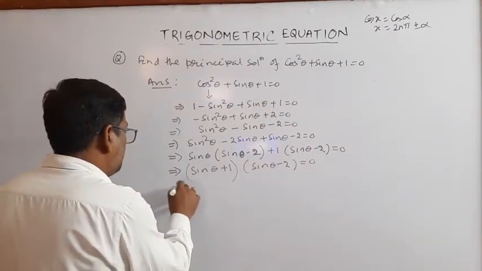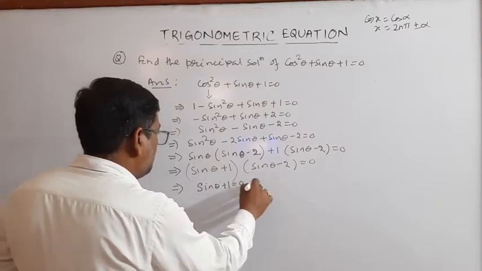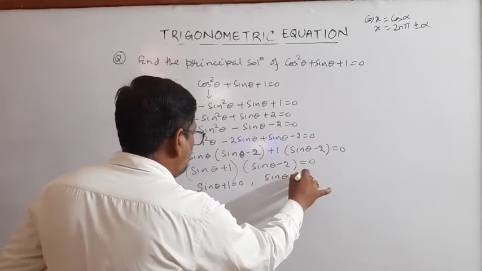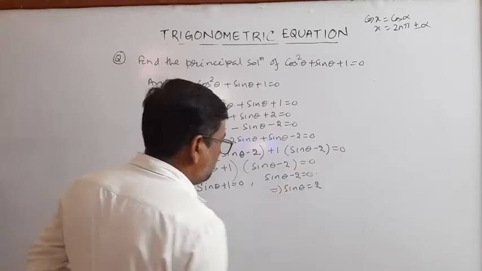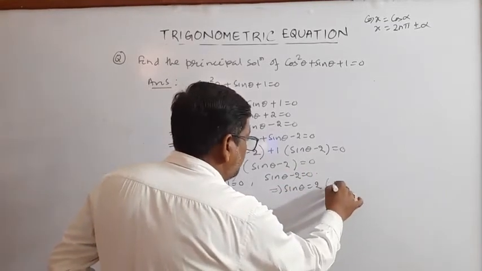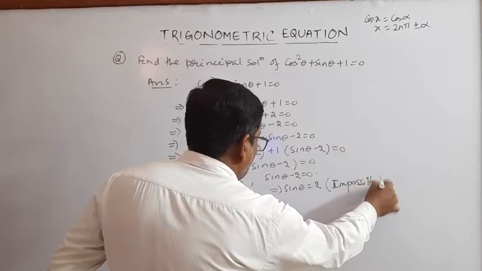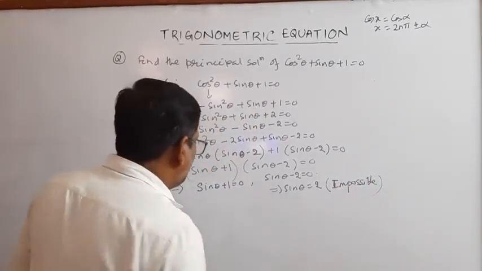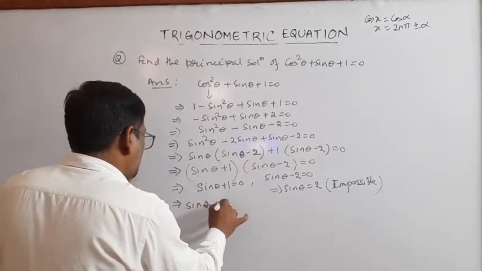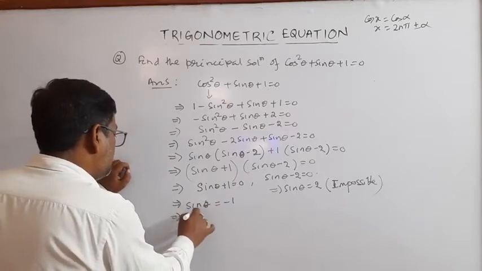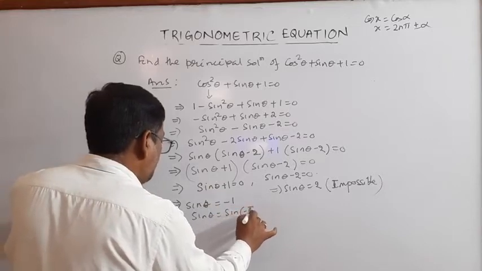That implies sin theta plus 1 is equal to 0, or sin theta minus 2 is equal to 0. That implies sin theta is equal to 2, which is impossible, because the maximum value of sin theta is 1, but here it is 2. So sin theta is equal to minus 1. That implies sin theta is equal to sin of minus pi by 2.